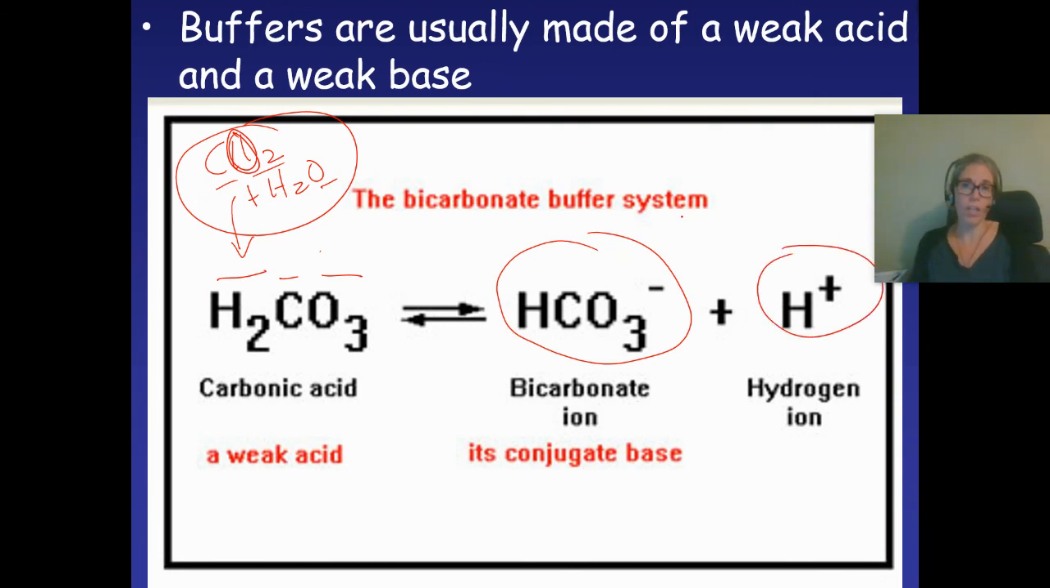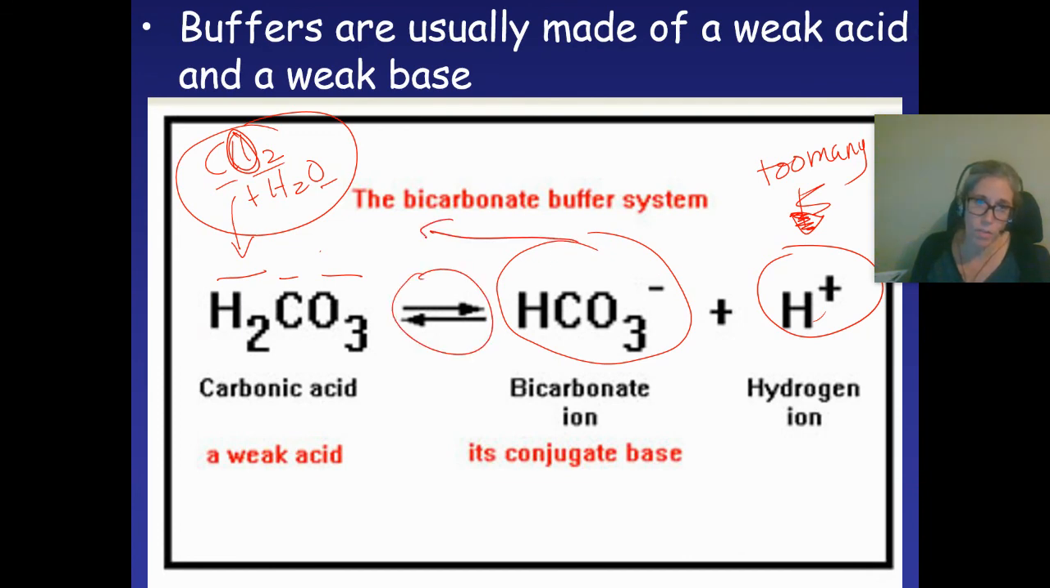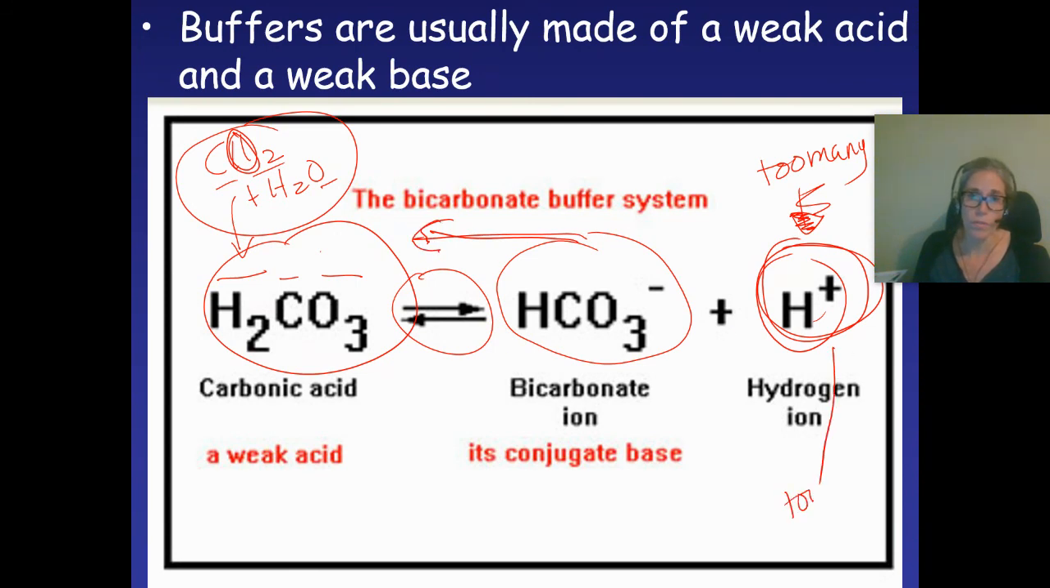And so here's the thing. If your blood gets too acidic, let's say something bad is happening in your body and you get too many hydrogens, that would be too acidic, right? If you're going to have too many of these, this reversible reaction is going to go this way more and make more carbonic acid. It's going to go the opposite way of what you've got. If you have too few, if you're not acidic enough, if you're too basic, so if you have too few hydrogen ions, the reaction is going to go this way and create more of them.